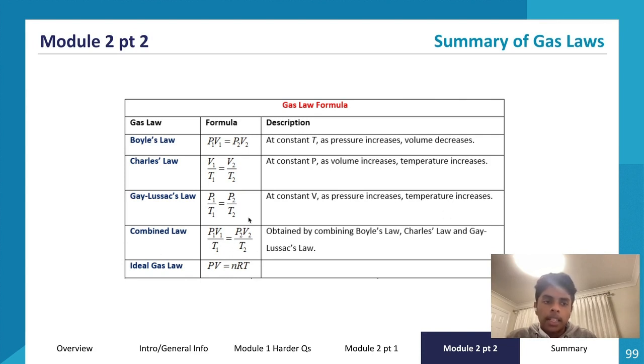Then we have the combined gas law, which is P1 V1 over T1 equal to P2 V2 over T2. So it's obtained by combining Boyle's law, Charles' law, and Guy-Lussac's law. And we also have the ideal gas law, which is PV equal to nRT, which is like a further combination of all the variables that we have over here. So this is probably a good thing to keep in mind. This slide over here is a good summary of all the gas laws.